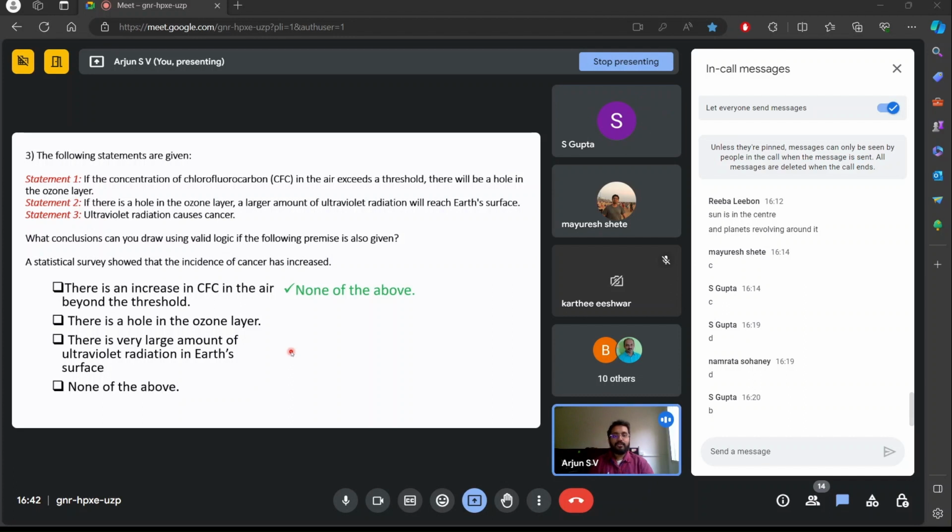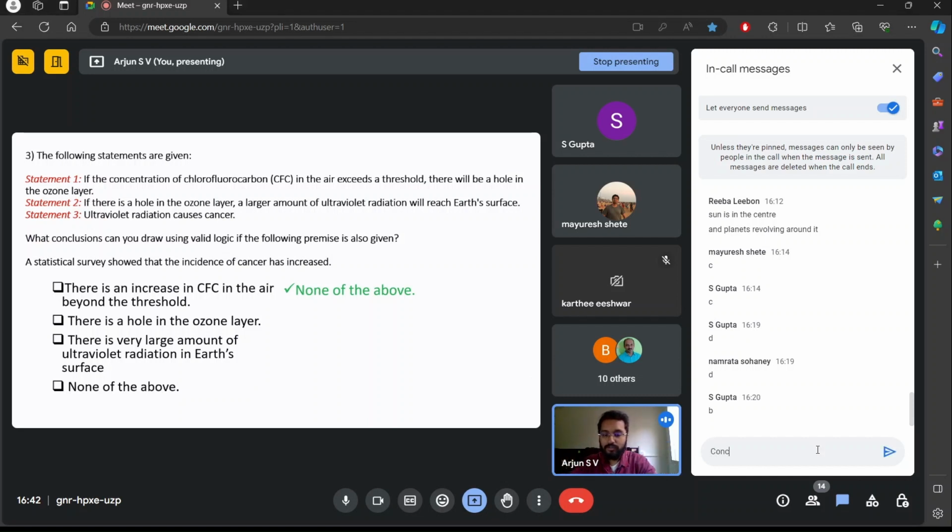No, that's what I'm saying. You're saying that CFCs are a base reason. Correct, exactly. So let's try forming a meaningful conclusion from statements 1, 2, and 3. I'll just type this conclusion in the chat box as well.